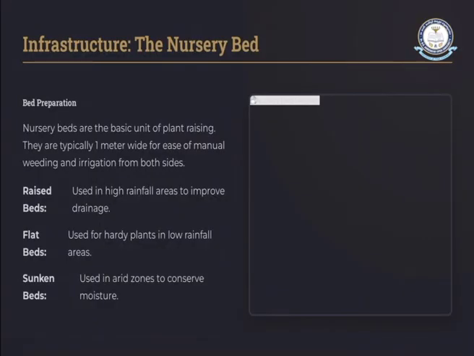Raised beds are used in the rainy season; they improve the drainage process. Flat beds are used for hardy crops, that means during the lower rainfall season. Sunken beds are used in arid zones to conserve moisture. To maintain the moisture, these sunken beds are useful.